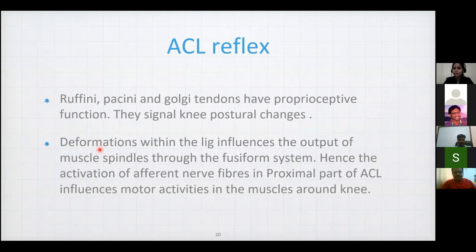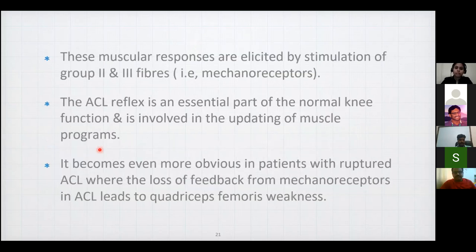Deformation within the ligament influences the output of muscle spindle through the fusimotor system. Hence, the activation of afferent nerve fibers in the proximal part of the ACL influences motor activity in the muscles around the knee. So they give output to the muscles around the knee, the hamstring, the quadriceps. These muscular responses are elicited by stimulation of group 2 and group 3 fibers, that is the mechanoreceptors. The ACL reflex is an essential part of normal knee function and is involved in the updating of muscle program.